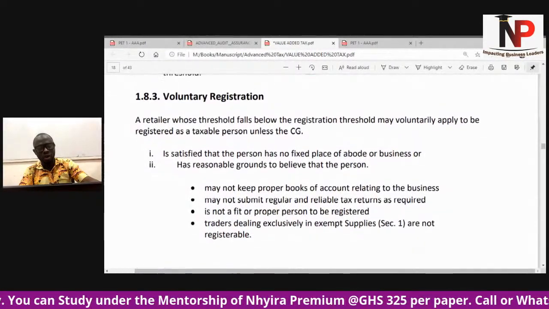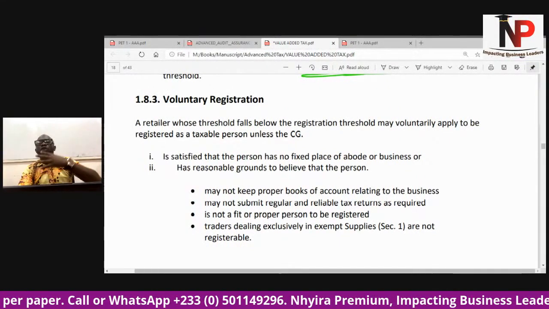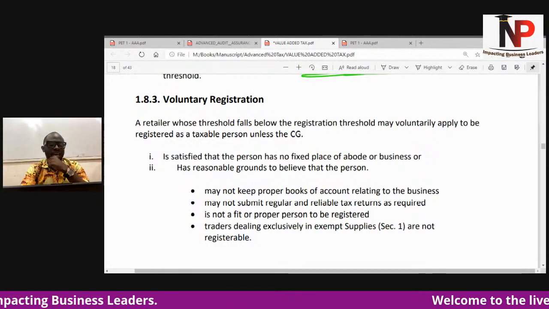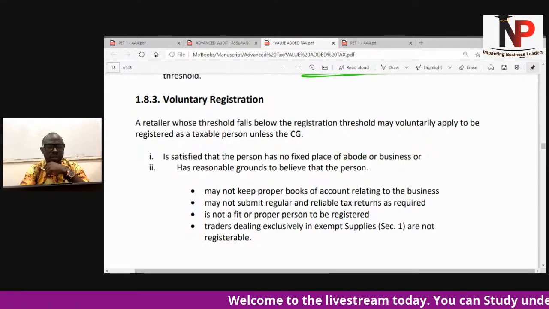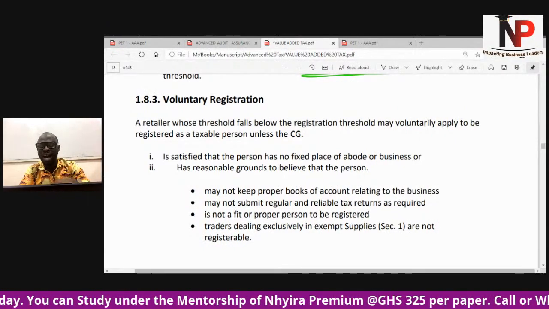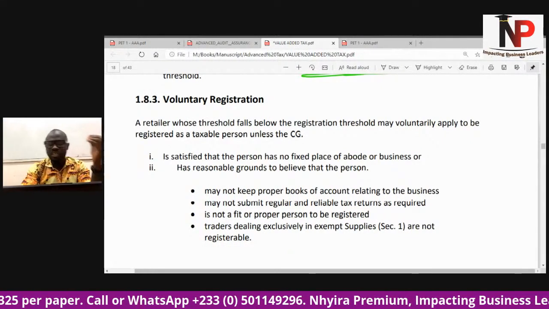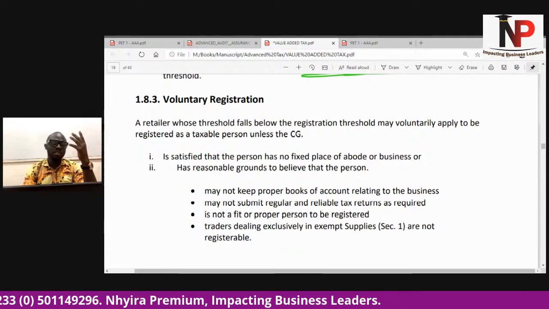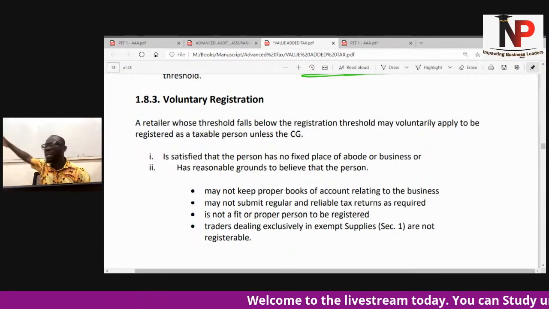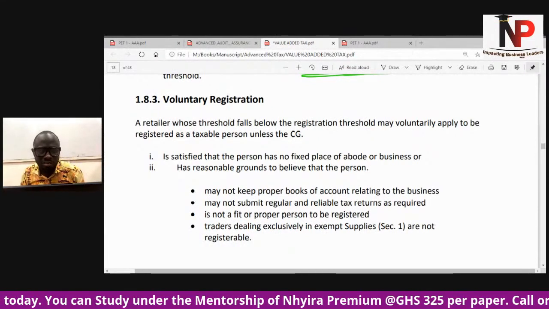Then the last thing is what we call voluntary registration. So a retailer whose threshold falls below the registration threshold may voluntarily apply to be registered as a taxable person, unless the Commissioner General is satisfied that the person has no fixed place of abode or business, or the Commissioner General has reasonable grounds to believe that the person may not keep proper books of accounts, the person may not submit regular and reliable tax returns as required, the person is not fit or a proper person to be registered, or the person is trading exclusively in what? Exempt supply. So if I have a fixed place of business, I'm going to keep proper books of accounts, certainly. I will provide the tax returns.